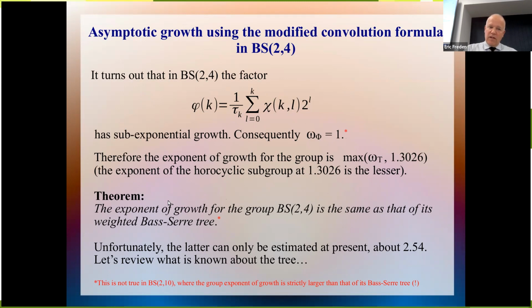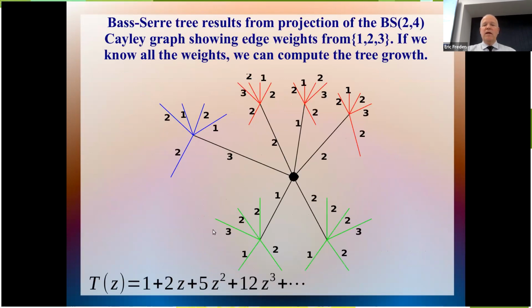So I have a theorem. The exponent of growth for the whole group is the same as that of its weighted adversarial tree. So now I've reduced the problem to just the tree distance. Let's talk about that. Here is the adversarial tree again, and I want to find its generating function.